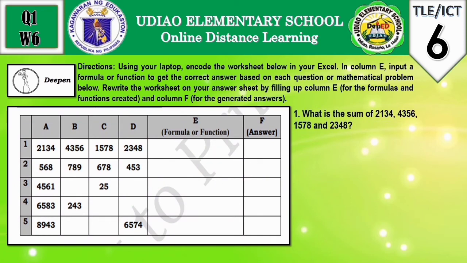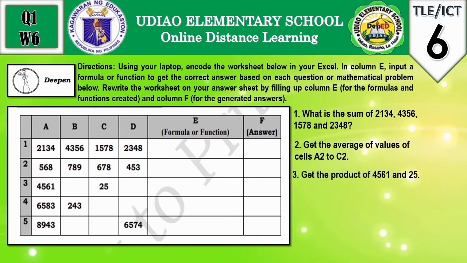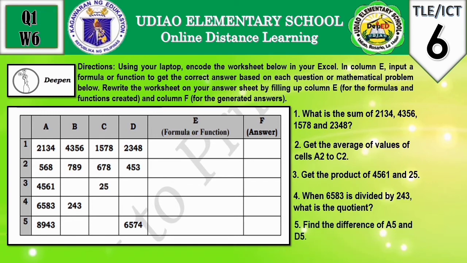Number 1. What is the sum of 2,134, 4,356, 1,578, and 2,348? Number 2, get the average of values of cells A2 to C2. Number 3, get the product of 4,561 and 25. Number 4, when 6,583 is divided by 243, what is the quotient? Number 5, find the difference of A5 and D5. I will give you again 1 minute to answer this.